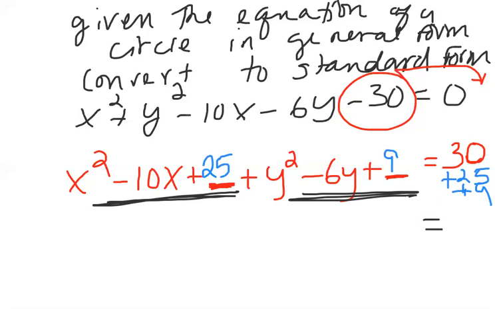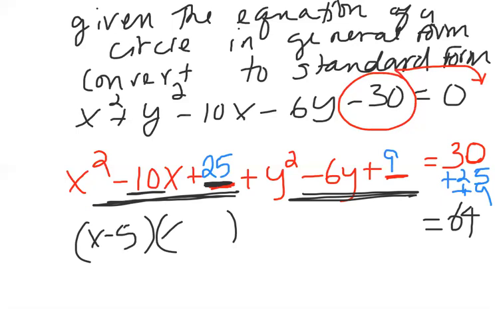So I'm just going to go ahead and add them together. So this is going to give me 64 right here. Okay. So now let's factor, guys. We want to find 2 numbers that multiply to give us 25. When we add them, we get negative 10. That'll be x minus 5, x minus 5. Minus 5.